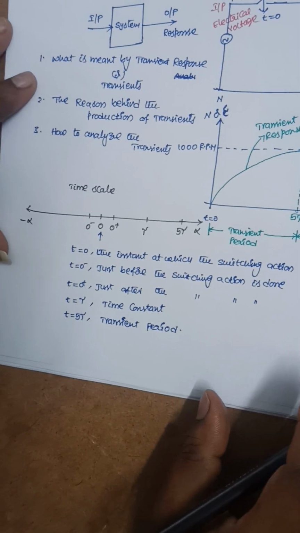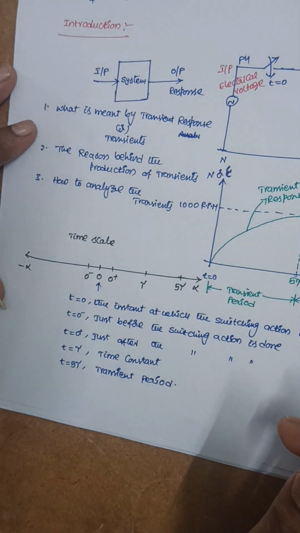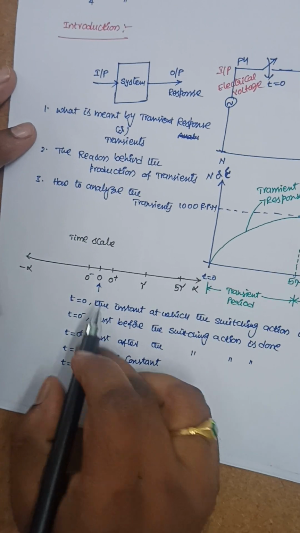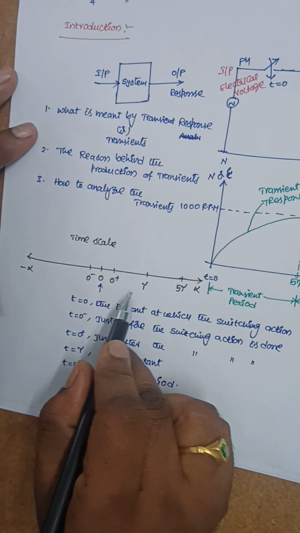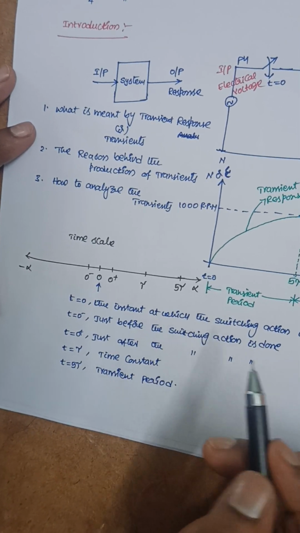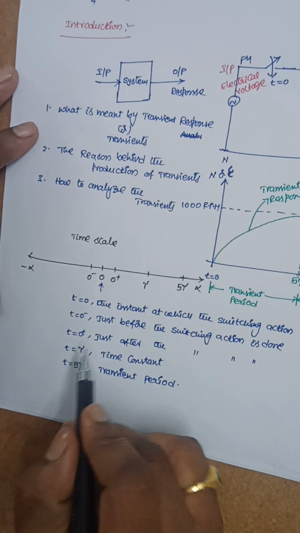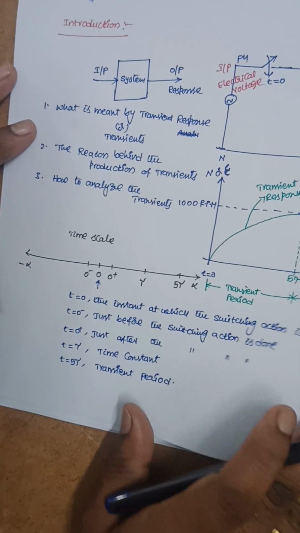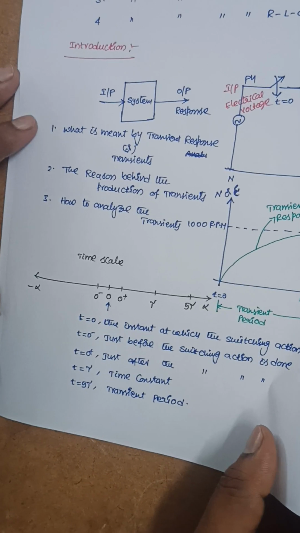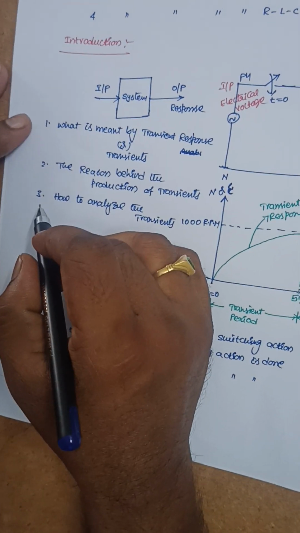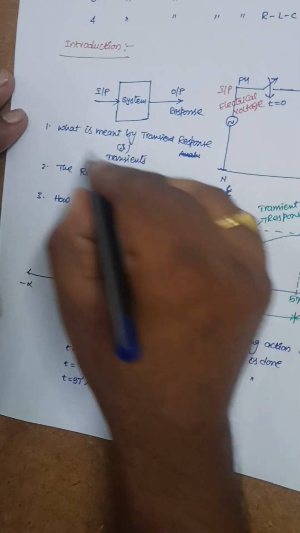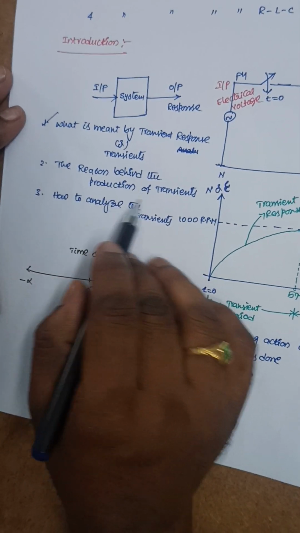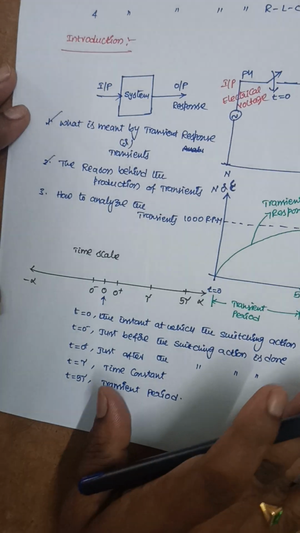So to analyze the transient response, we should understand this time scale: t is equal to 0, 0 minus, 0 plus, tau, 5 tau. And t is equal to infinity is the final stage. Now let me explain the reason behind the transients. What is meant by transients is over. The reason behind the production of the transients.